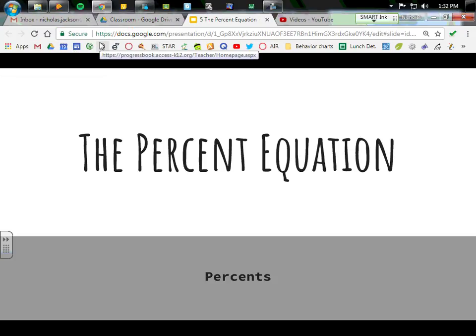Hey everybody, so today we're going to talk about how to use equations to solve percent problems. Now the method that I'm going to show you here you can use to solve any type of percent problem. So we talked about how to find the percent of a number, how to find the whole, and how to find a certain percent given the part and the whole. So this equation is going to solve all three of those types of problems in one step.